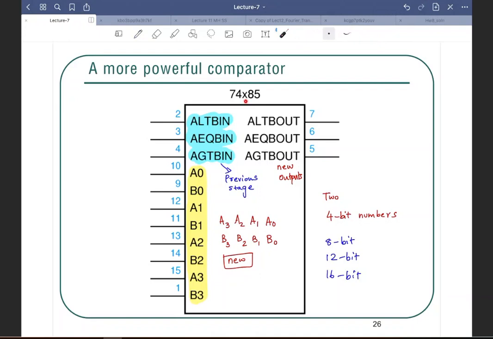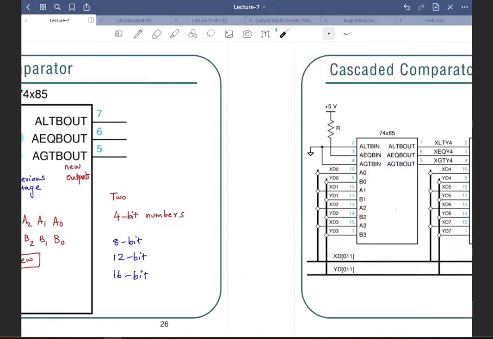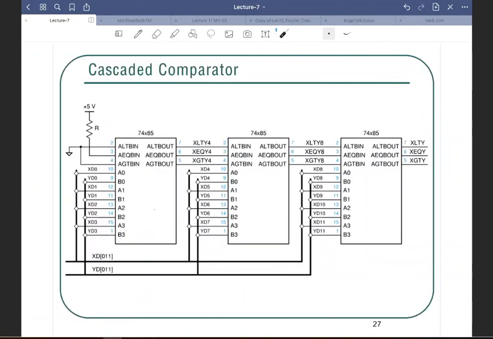You might have to use two of these, or three of these, or four of these, or more. Where individually each chip only has the ability to take two 4-bit numbers, then you have to do it in a modular fashion, one stage after the other stage. So the previous stage comes in over here on pins 2, 3, and 4 on this chip, and then based on the new inputs, you generate new comparison outputs. And we can see this played out on the cascaded comparator.